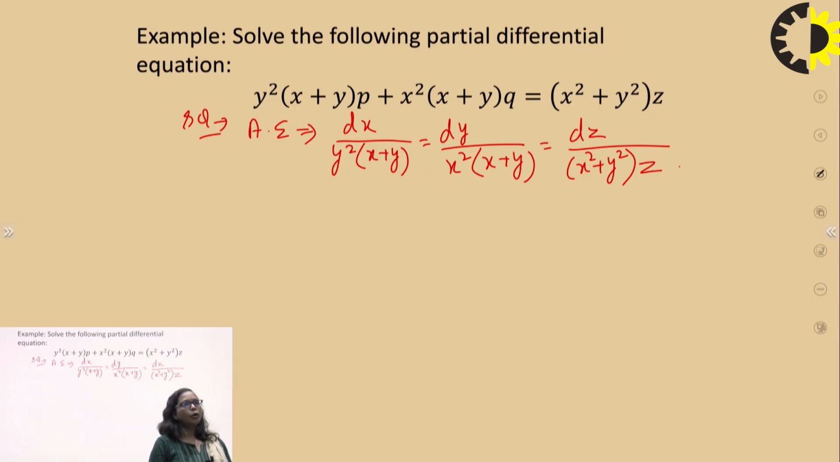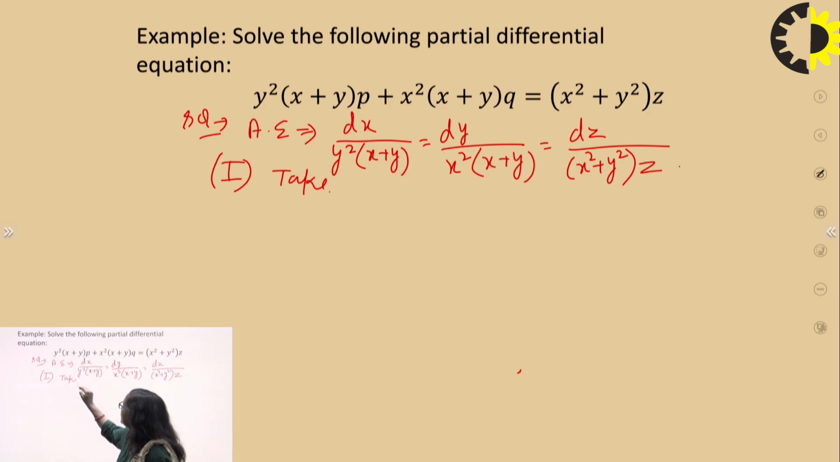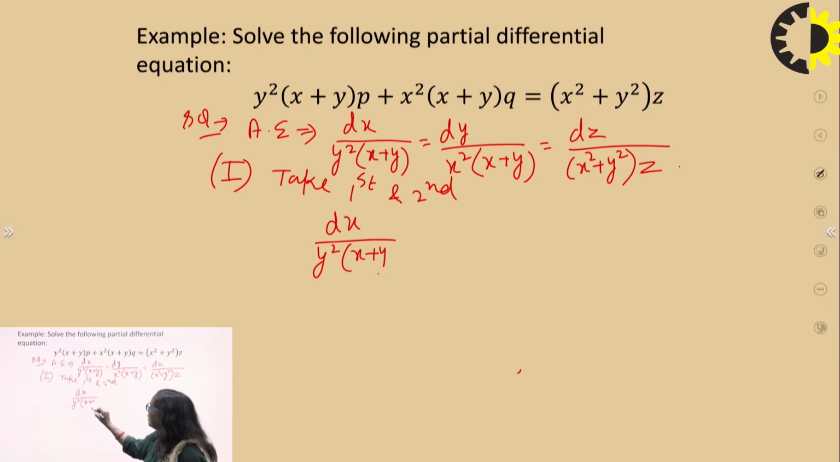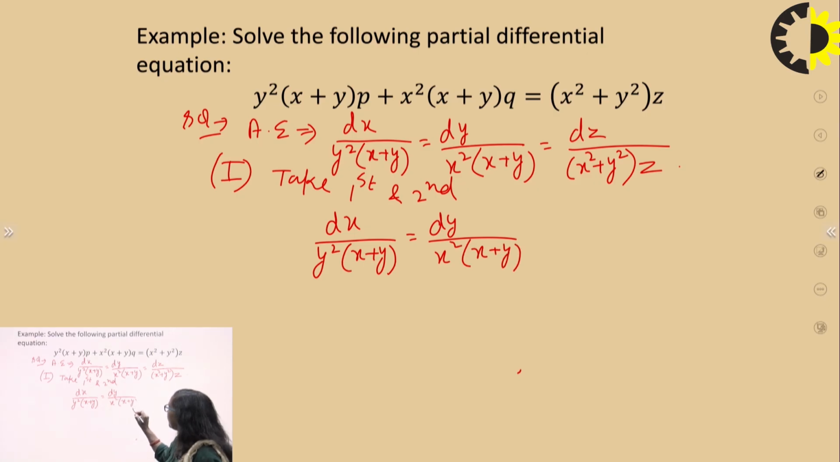Again, we check first for grouping. For the first solution, we check whether we can equate any two of the fractions to make it integrable. If we look at the first and second fractions, obviously in both we have the factor x plus y, which will cancel out on equating. So for the first solution, we take the first and second fractions. What we get? I write dx by y square into x plus y is equal to dy by x square into x plus y. What happened? This x plus y will cancel out.